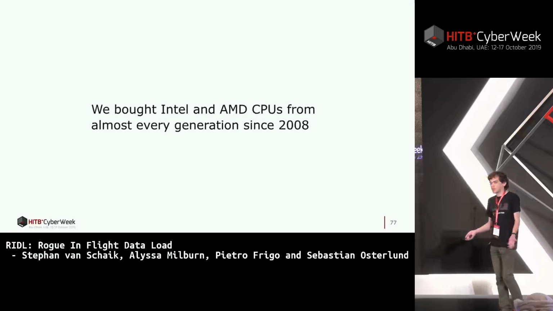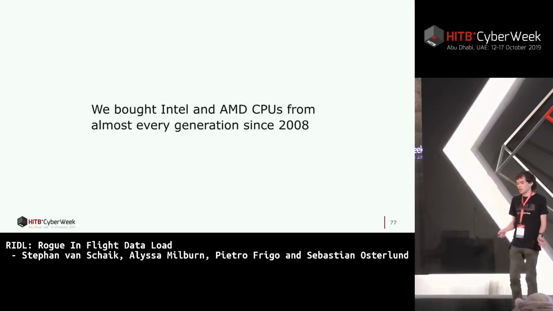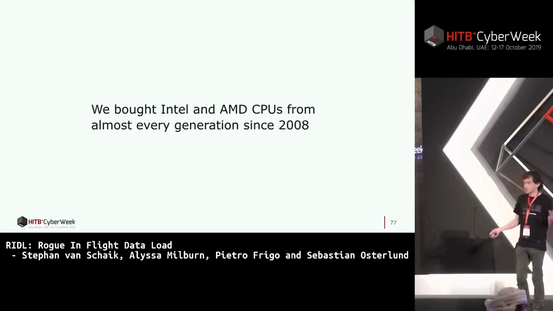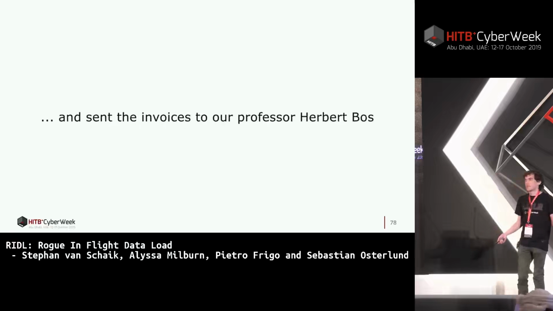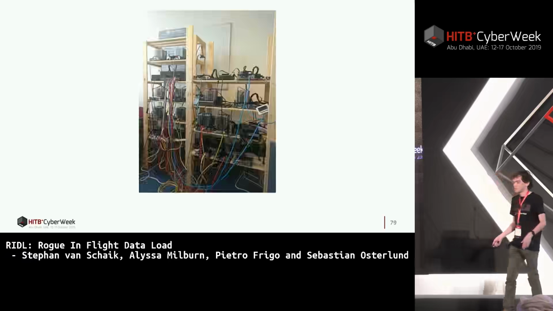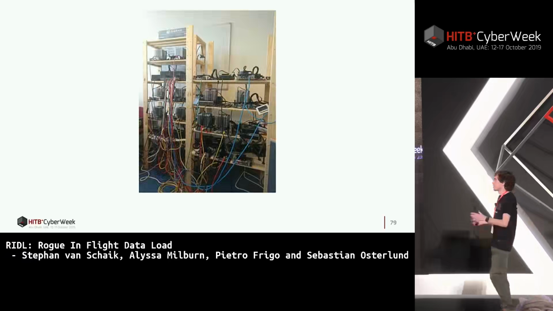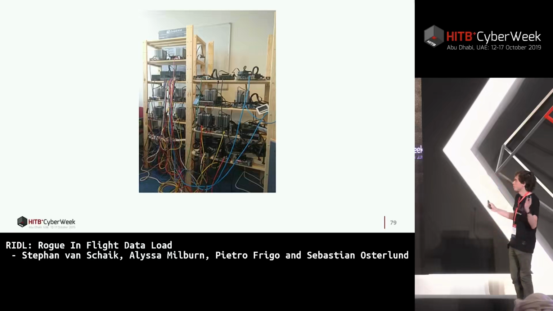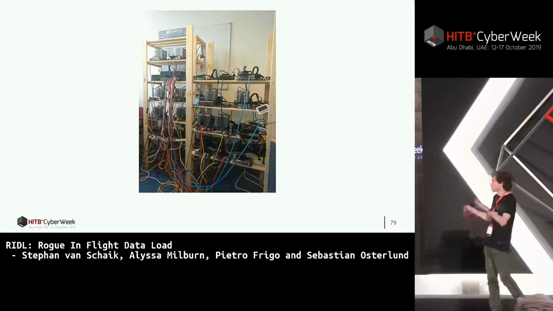So what we did is we bought Intel and AMD CPUs from almost every generation since 2008, which means we also had to buy some of them secondhand. And we basically sent all the invoices to our Professor Herbert Bos, who gladly paid for this. And we built an IKEA rack, as you can see here. This basically has all the motherboards that we bought, installed with the CPUs, nice cable hazard.